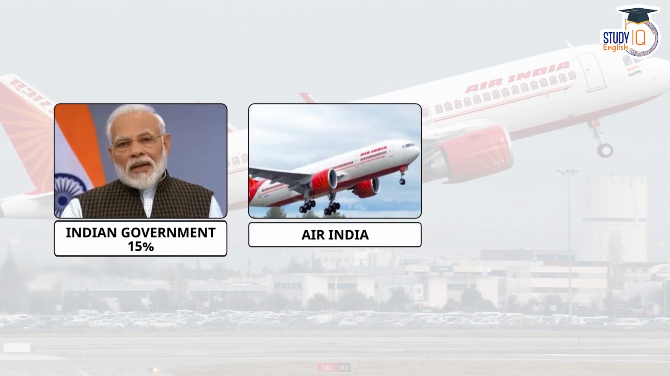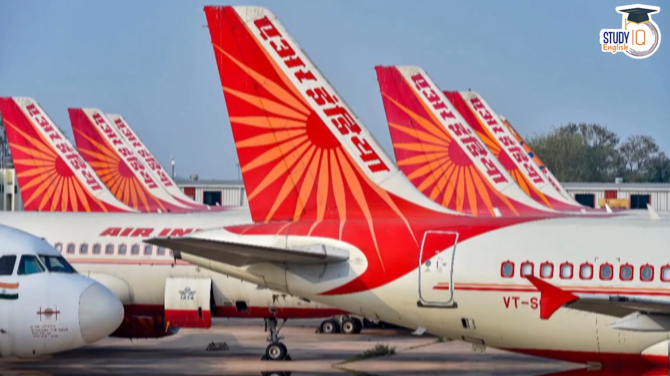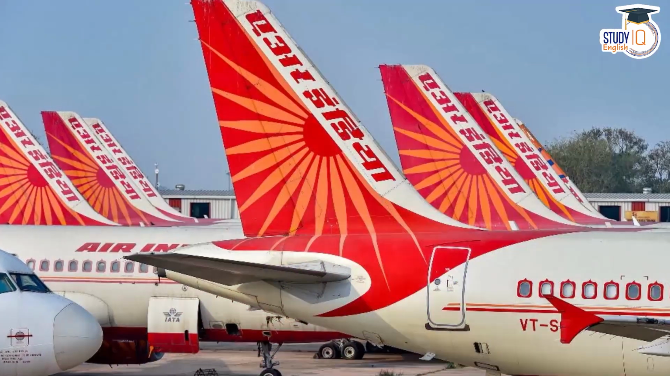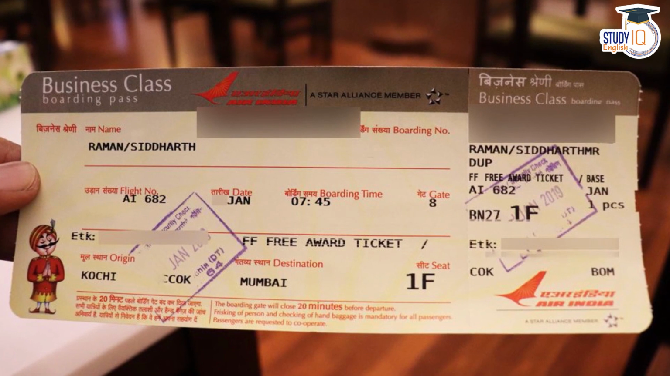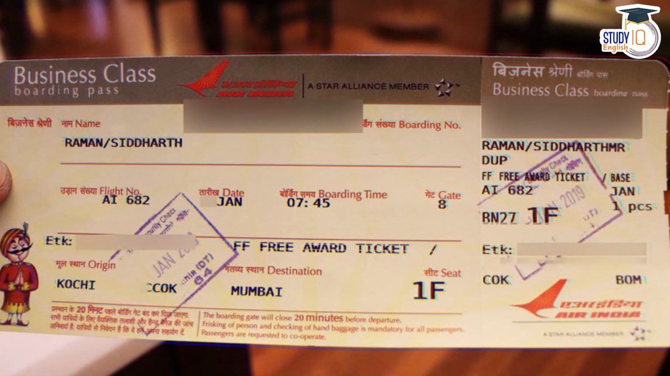But the government only received 15% of the total amount because Air India was drowned in such debt that after its sellout, 85% of the amount was just spent in repayment. Moreover, it was feared that because of its disinvestment, the price of Air India flight tickets could increase, leading to a lot of difficulties for the citizens.